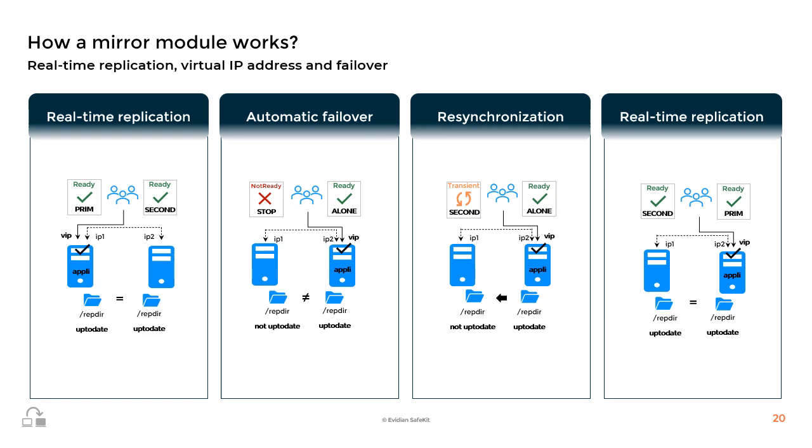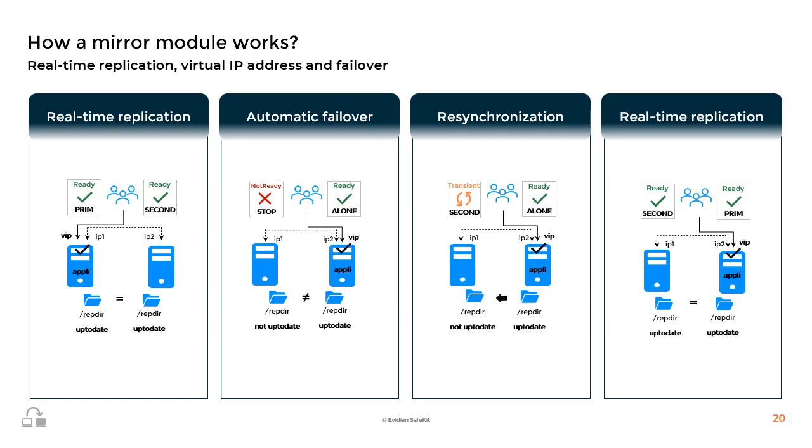At step 2, the mirror module has been stopped on node 1, or node 1 has experienced a failure. This triggers an automatic failover to node 2. The module is now in the alone state on node 2. The virtual IP has been set on its network interface, and the application has been restarted. There is no more replication from node 2 to node 1.